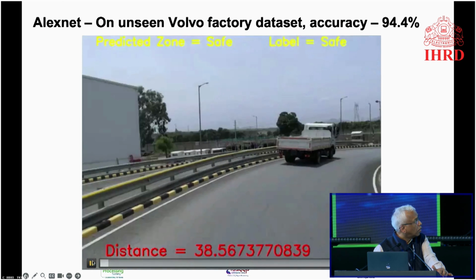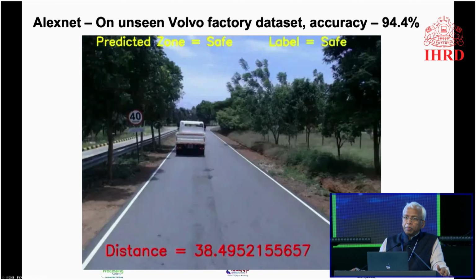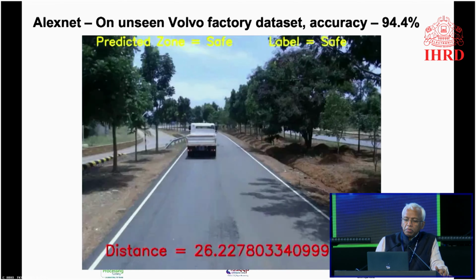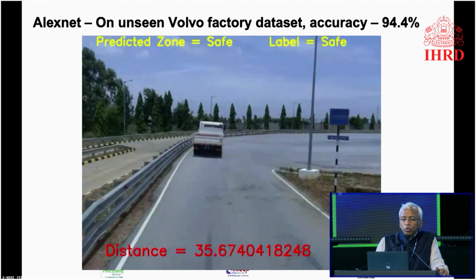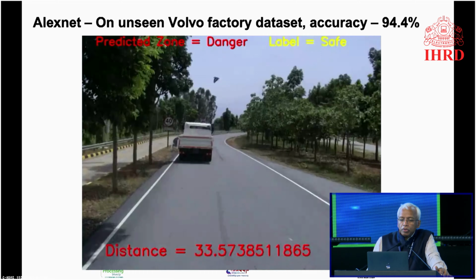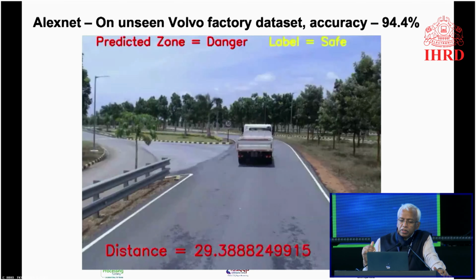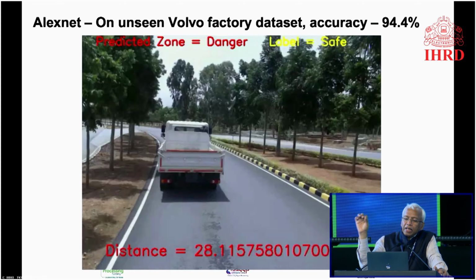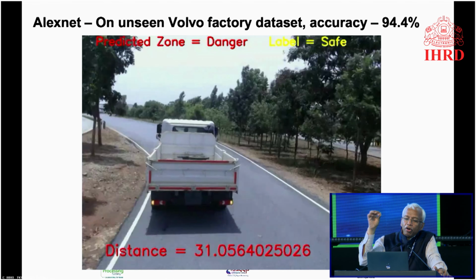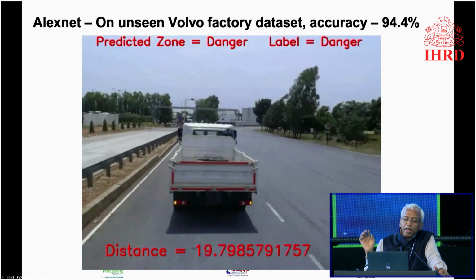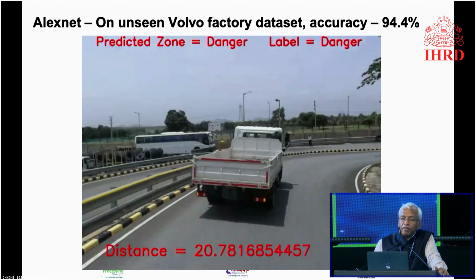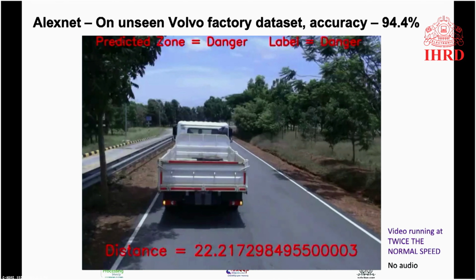video. So this is running at twice the speed. Just to show you. So you can see on the bottom is the distance in meters, and on the top is basically a label which says safe or danger. So if you see the label danger, that means it is less than the braking distance. If it is more than that, it is safe.